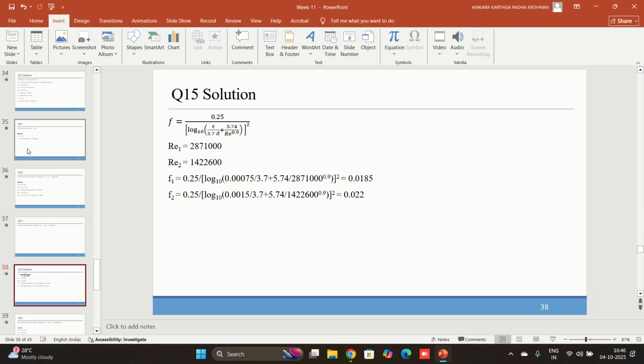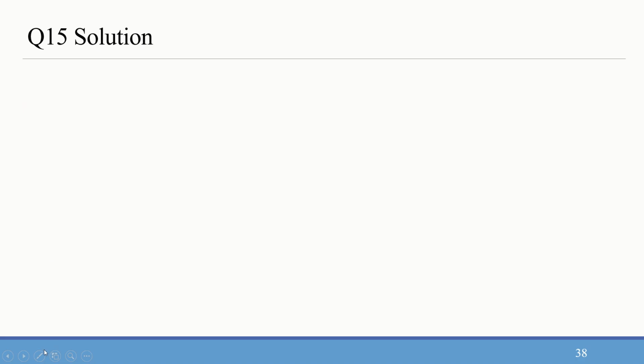So friction factor in pipe 1 and pipe 2, if we go with the original formula where we are including the Reynolds number and still we are getting the same solution. That means our assumption is true over here. So that is what we can say.